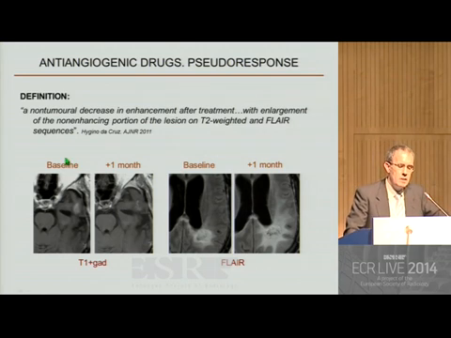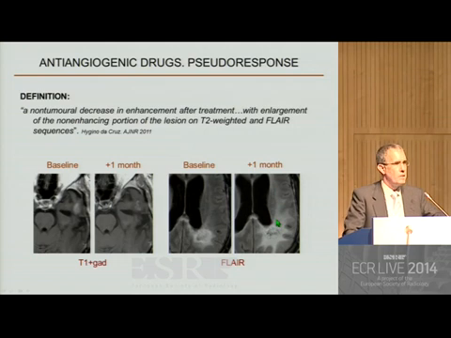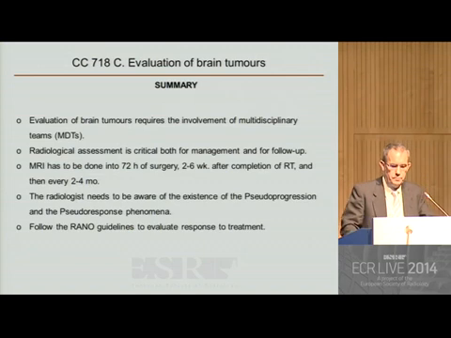T1 post-contrast at baseline, and 1 month after treatment with bevacizumab, this small nodule in the temporal lobe has reduced, but if we look at the FLAIR images of the same patient, here was a nodule that is slightly reduced, but the FLAIR component has significantly increased. According to the RANO criteria, there is a significant increase in FLAIR imaging. This is progressive disease, a pseudo-response pattern.